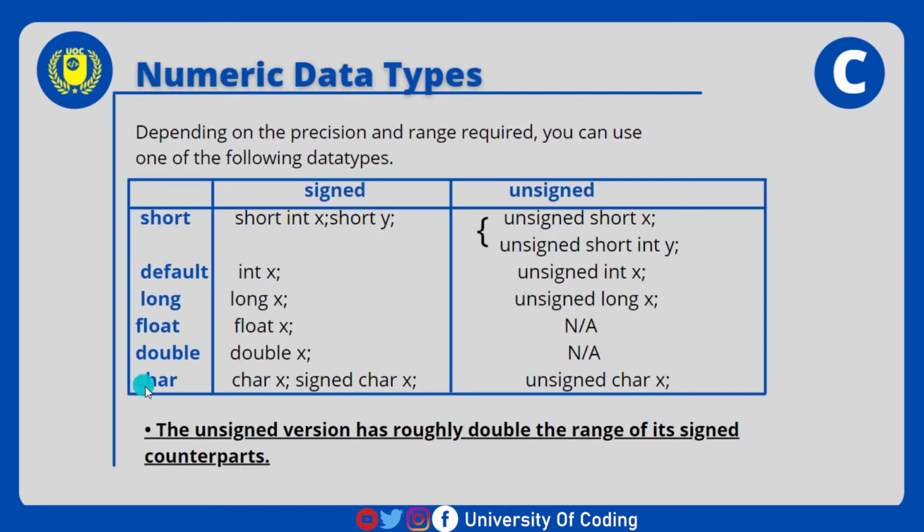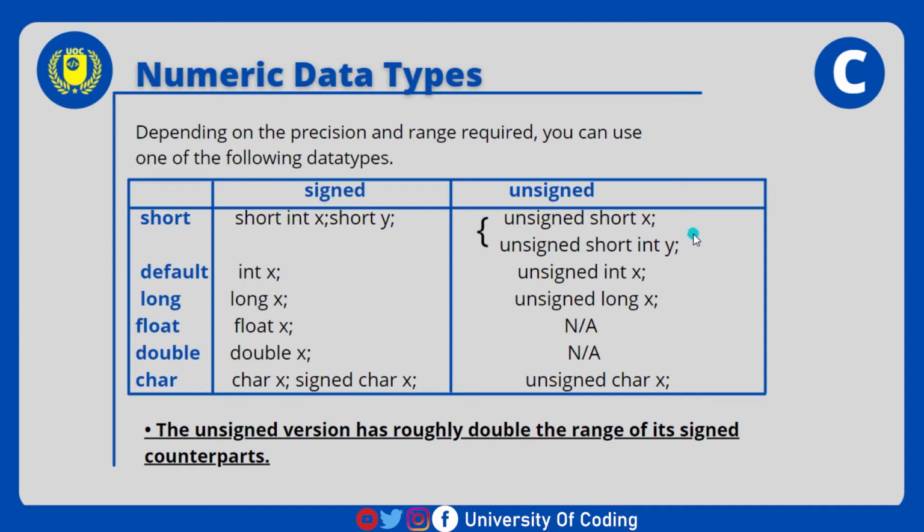Here we have listed different data types: short, long, float, double, and char. Suppose I declare a variable to be short, I can declare like this: short int x or short x. Both of the declarations are valid. So you can write short int x or short x. And we have the unsigned notation of this declaration also, which can be written as unsigned short x.